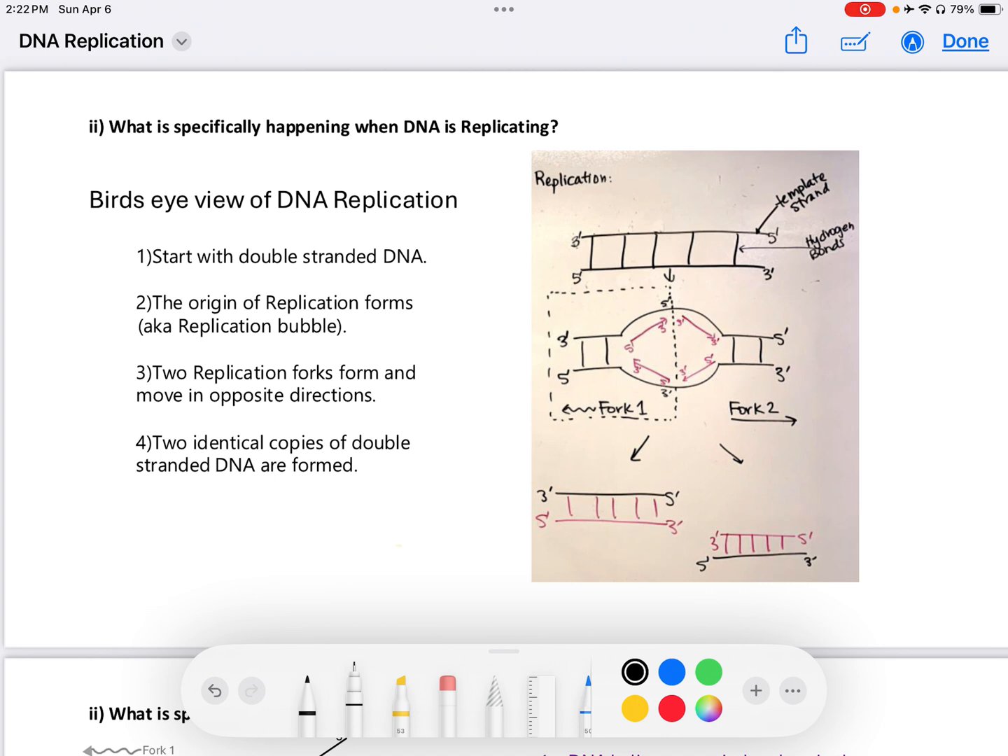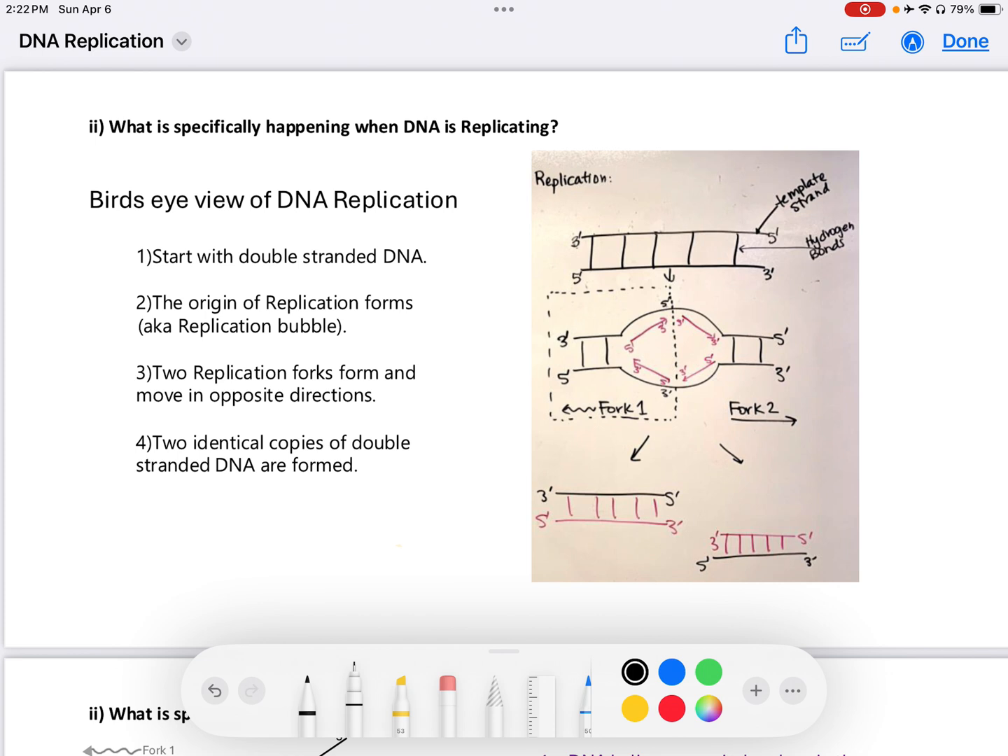Okay, so what we had talked about last time was semi-conservative replication, and this is where a new double helix has one conserved old strand and a new strand. So what we're going to talk about now is what specifically is happening when DNA is replicating.